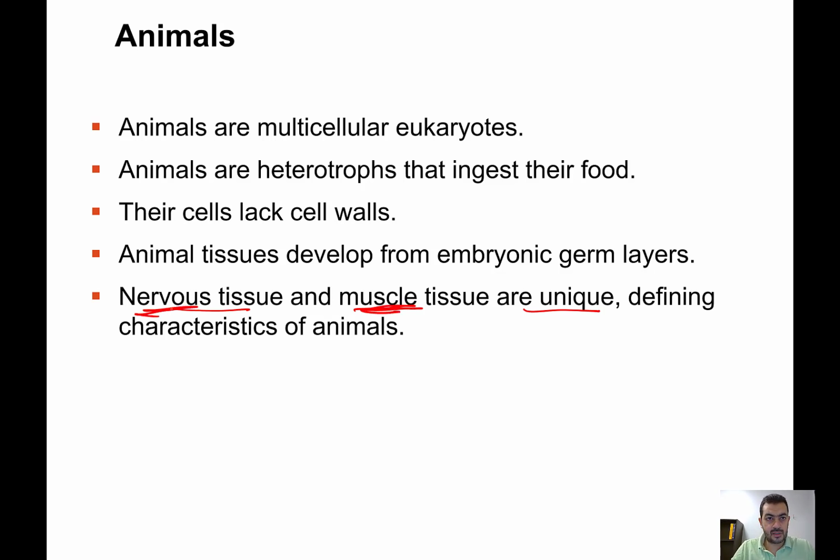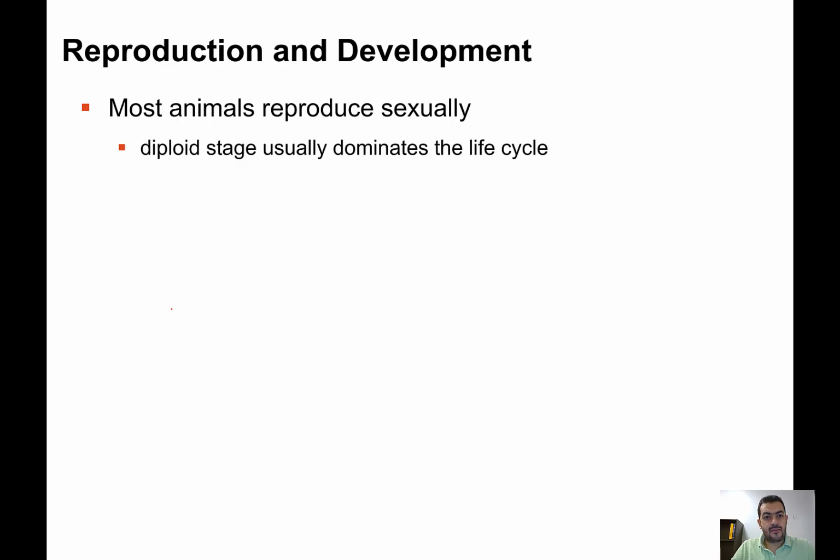So, moving on to reproduction and development. The reason for showing reproduction and development is, number one, understanding it, and number two, because this will later help us categorize animals into the different groups based on how they develop from their embryonic tissues. Most animals reproduce sexually, and they have a dominant diploid stage.